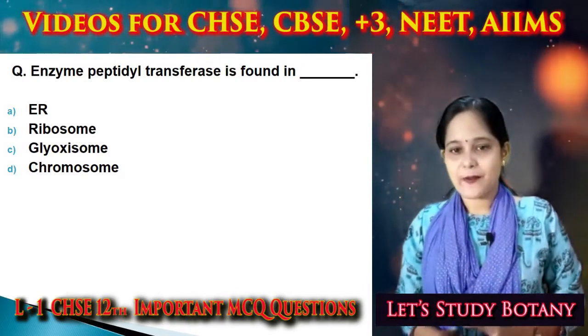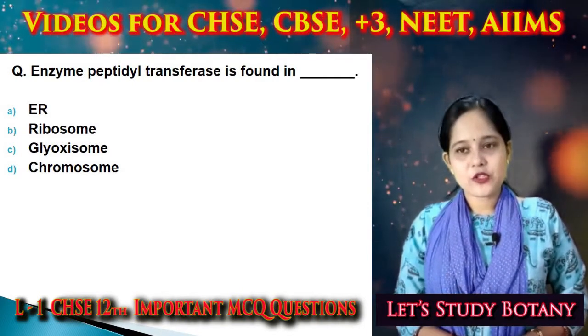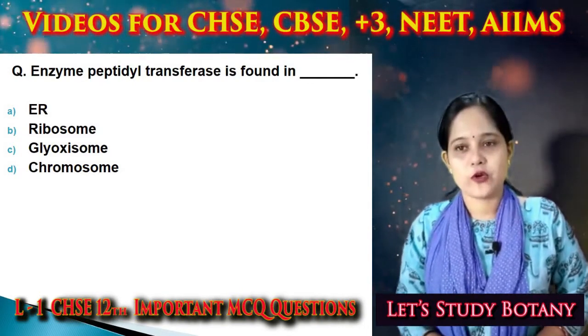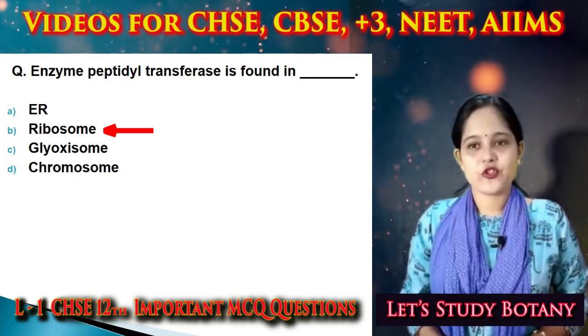Then the next one: enzyme peptidyl transferase is found in. Options are endoplasmic reticulum, ribosome, glyoxysome, chromosome. So here the answer is ribosome.